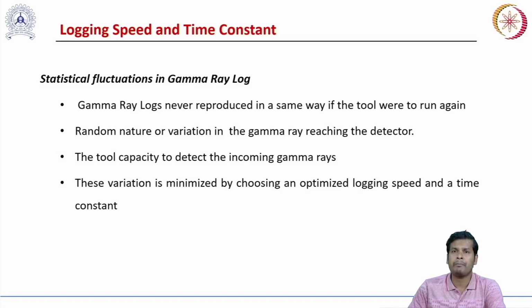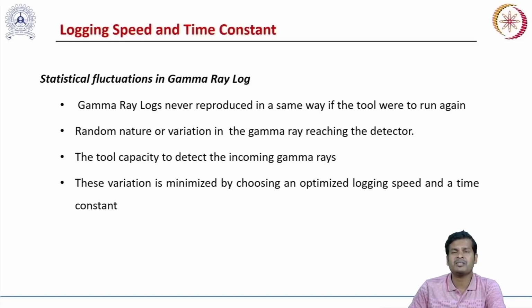This will not happen in the case of other logs such as resistivity log. So if you use the same electrical logging tool to measure the formation conductivity or the resistivity of the formation, every time you are going to almost get the same resistivity or conductivity, provided the tool is the same and the borehole environment is the same. But in the gamma ray log record, some statistical fluctuation will exist.